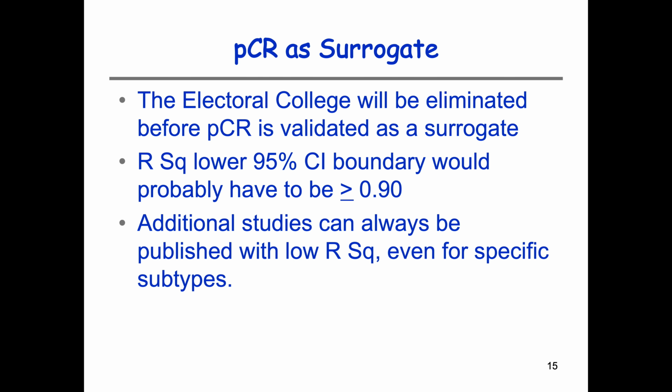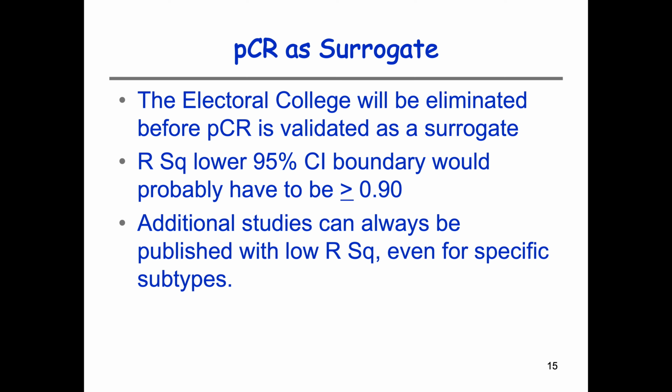Now, the Electoral College will be eliminated before PCR is validated as a surrogate, at least by this definition. Most likely, if that were to be done, the R-square lower 95% confidence interval boundary would probably have to be greater than or equal to 0.90 for people to be convinced, for it to be persuasive.